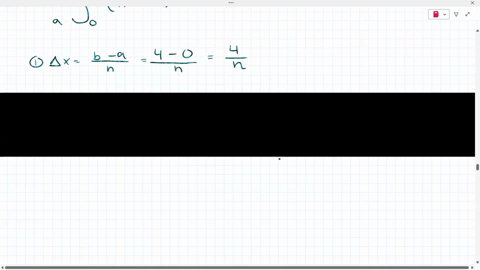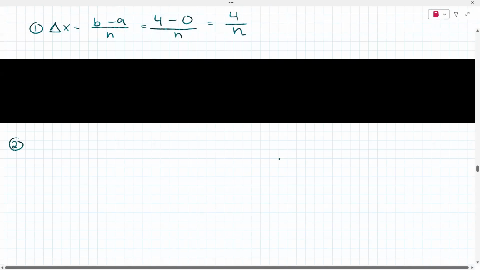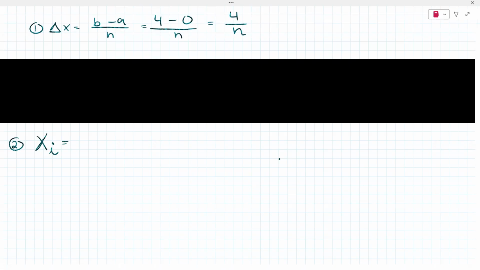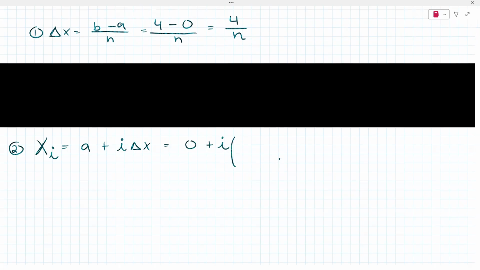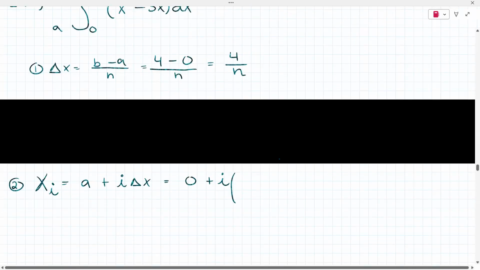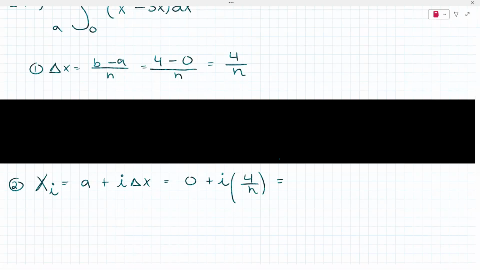Okay. The second step I would do is find xi. It's basically a plus i times delta x, which is going to be our a value, our lower boundary 0, plus i times my delta x, and my delta x is 4 over n, which is going to be 4i over n.